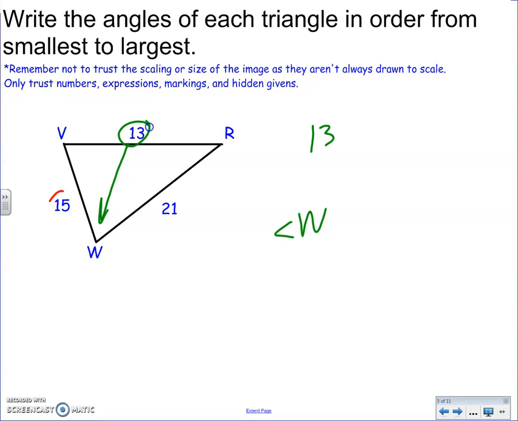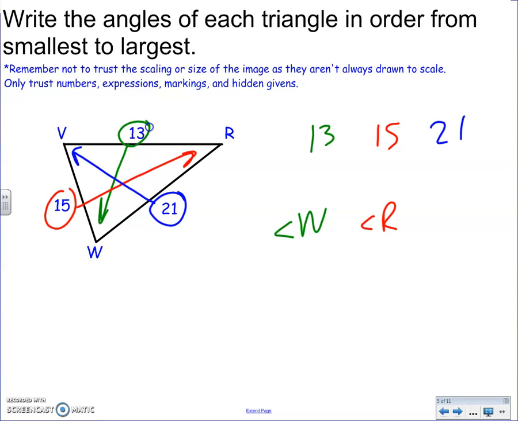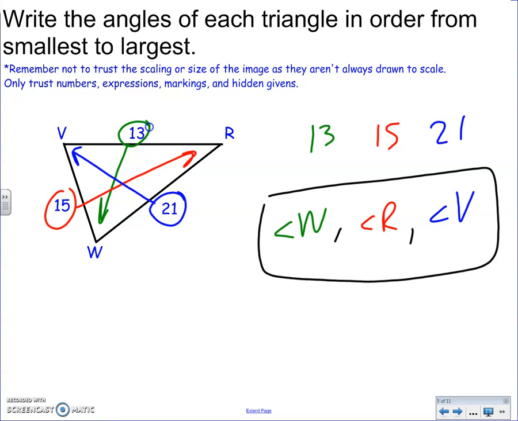Next is 15. That goes with angle R. So 15 is next. So that's angle R. And last, 21 is the biggest side. That goes with angle V. All right, so that's the answer. Three angles in order from least to greatest. W is the smallest, R second smallest, V the third smallest, meaning the biggest.